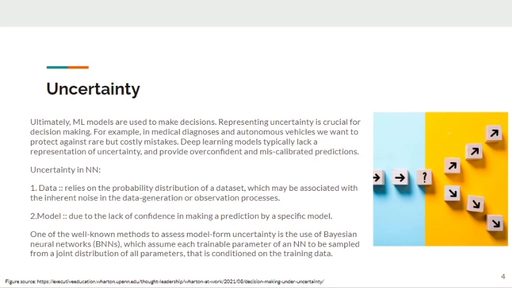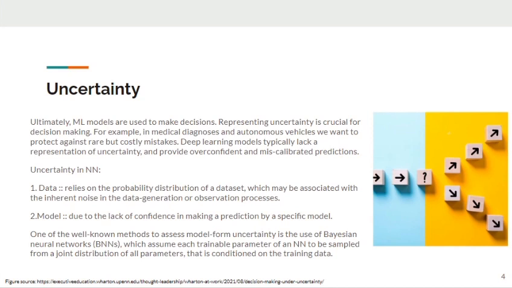The second category of uncertainty is model form, which is due to the lack of confidence in making a prediction by a specific model. From the context of neural networks, this uncertainty may be reduced by generating more representative training data. One of the well-known methods to assess model form uncertainty is the use of Bayesian neural networks, which are BNNs.